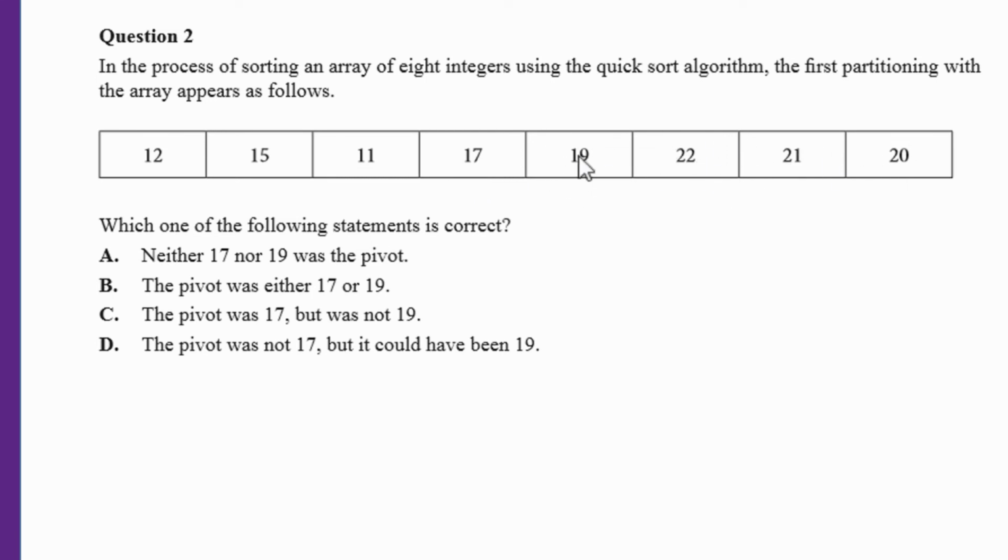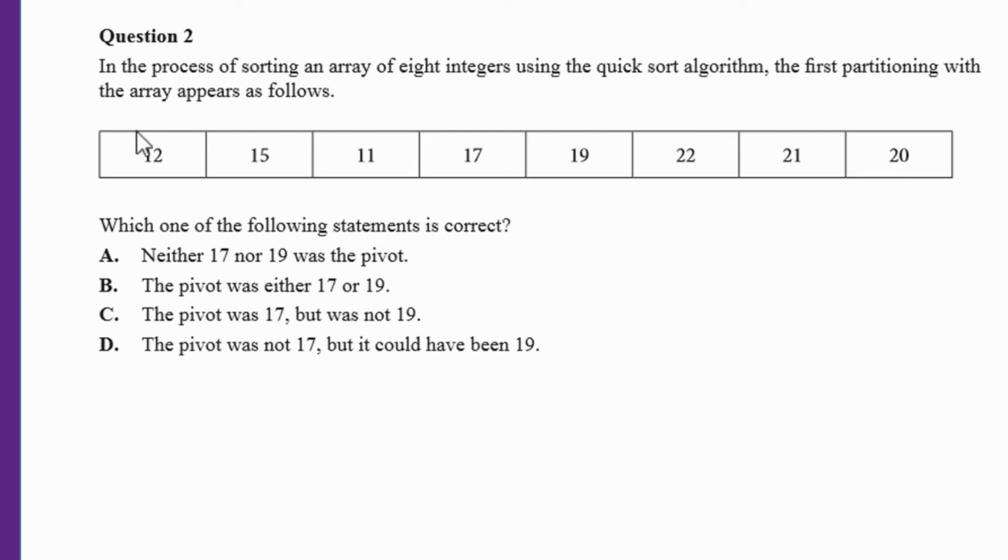Okay, but if you look at 19, oh, this is a tricky question. Everything to the left of 19 is smaller. It's the pivot, and everything to the right of 19 is bigger. Okay, so look, we really don't know. It's done one pass, the first partitioning.